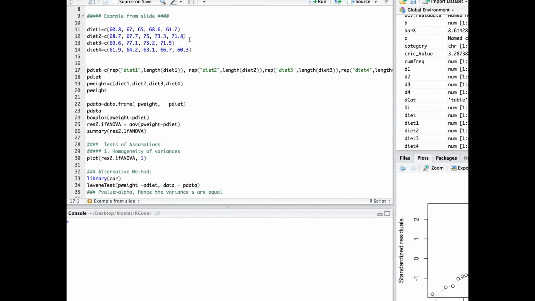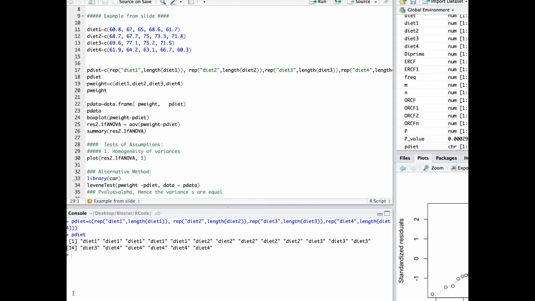The number of data points on the diet one, so length of diet one. Similarly, repeat diet two, how many times? Length of diet two, and then so on. What I did here, let me run, and then I will show you what you get. So this is what you get.